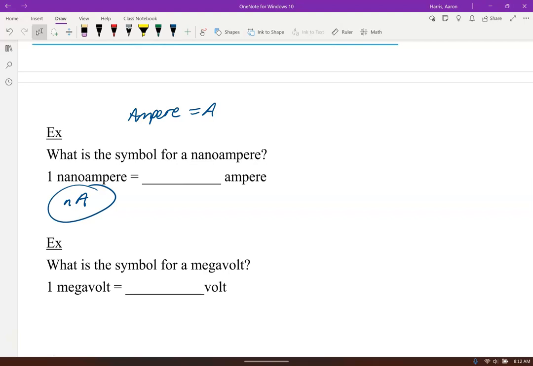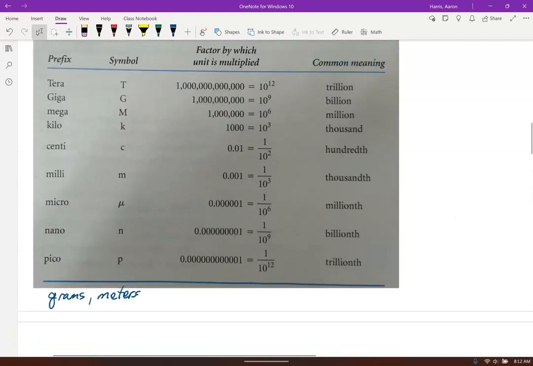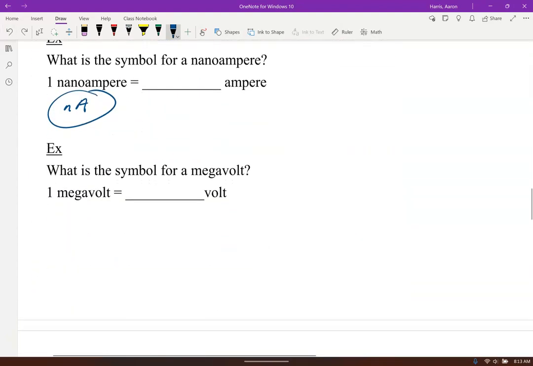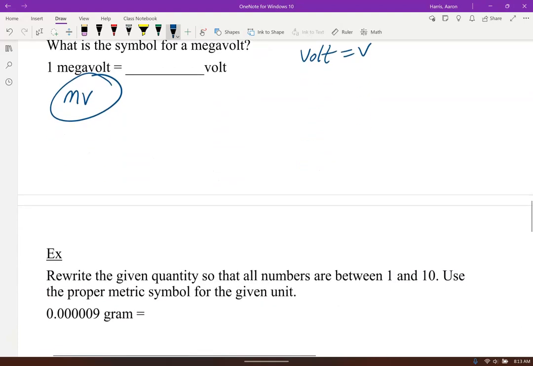How about megavolt? So we're going to go up here. We're going to look for mega. You see how we have a capital M right there? Mega, capital M. And volt, I should also say, is a capital V. So capital M for mega, V for volt. So volt is capital V. So mega, capital M on that metric prefix table.